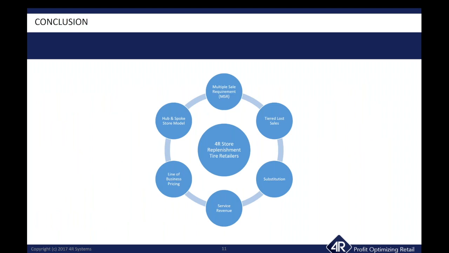To recap, we covered 6 different features today that can be applied to your business to drive more performance: multiple sales requirement, tiered loss sales, substitution, service revenue, line of business pricing, and hub and spoke store model. All of these features are currently available for use and can be set up by working directly with your client services team here at 4R. Thank you for joining me today, and I hope you learned something new and useful for your business.